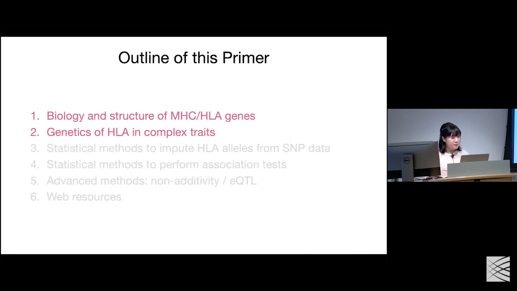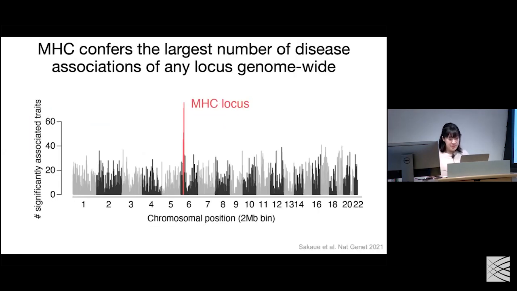So let's move on to the human genetic studies of the HLA regions and complex traits. The MHC locus on chromosome 6 confers the largest number of disease associations of any locus genome-wide. This is a Manhattan-like plot showing how many traits in UK Biobank, on the y-axis, are associated with each genomic locus when we bin these whole genome SNPs into 2 megabase bins. We apparently see an outstanding peak at the MHC locus at chromosome 6, most of which is driven by HLA genes.